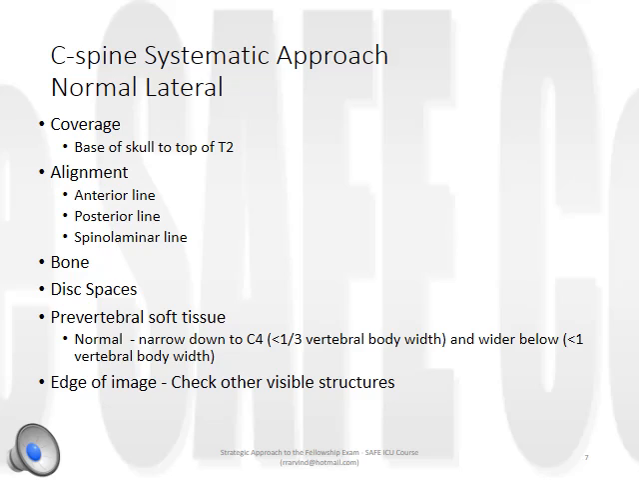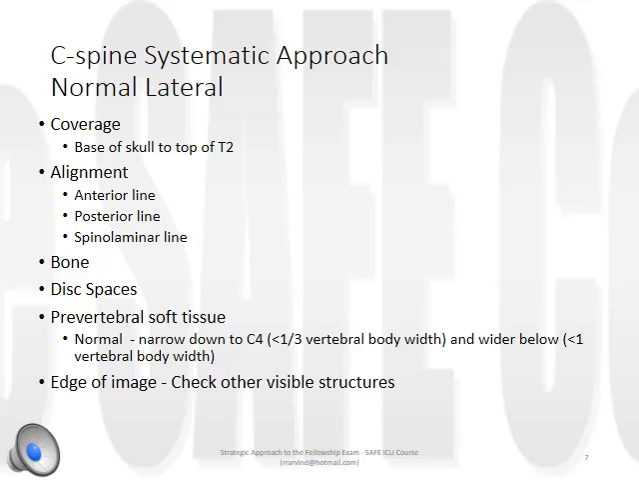Then you're going to look at the prevertebral soft tissue, which is quite important. Some fractures can cause widening of the prevertebral soft tissue due to hematoma. It can be quite a subtle sign. And so essentially the prevertebral soft tissue should be narrow down to C4, less than 1/3 of the vertebral body width, and wider below, less than 1 vertebral body width wide.